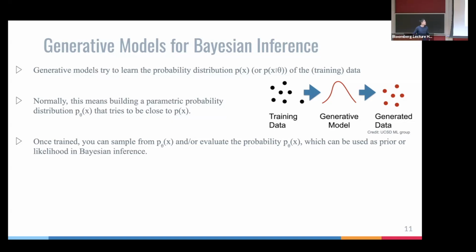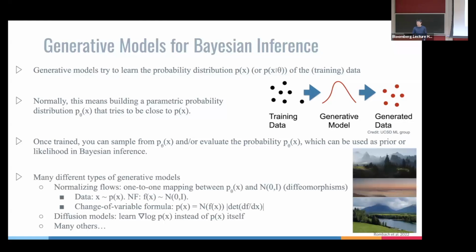Once you train, you can sample from this distribution and also evaluate the density and use them in the Bayes theorem. So there are many different types of generative models. I won't go into the details of any of them. Just want to briefly mention that, for example, we have normalizing flows. Most of the applications I'm showing today are actually based on normalizing flows.